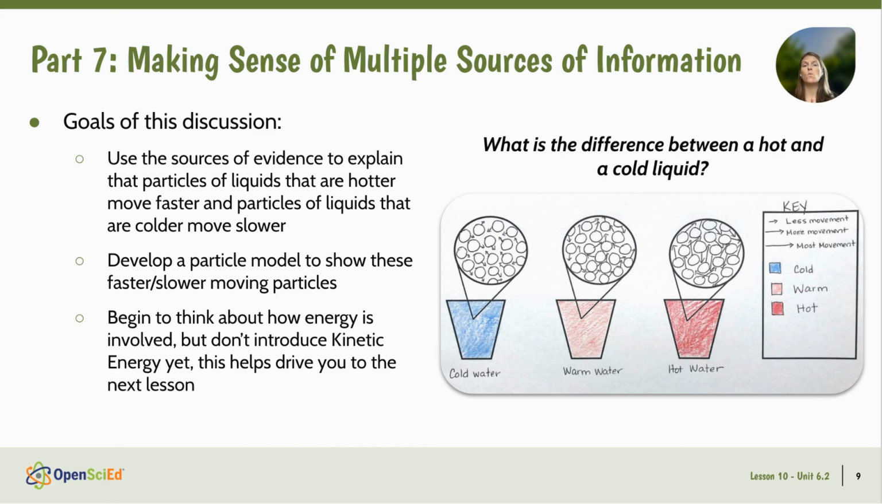We also want to develop a particle model to show these faster or slower moving particles. In this example, we have shorter and longer arrows showing more or less movement. Lastly, we begin to think about how energy might be involved with this, but we're not introducing the term kinetic energy yet. But briefly talking about this with your students at this point is going to help drive the thinking to the next lesson.